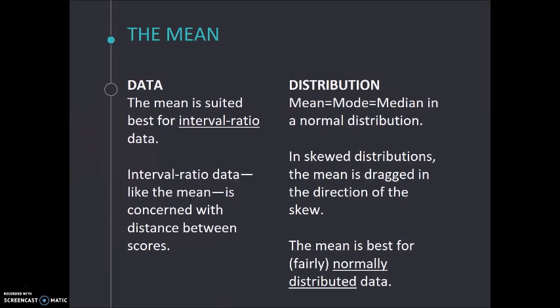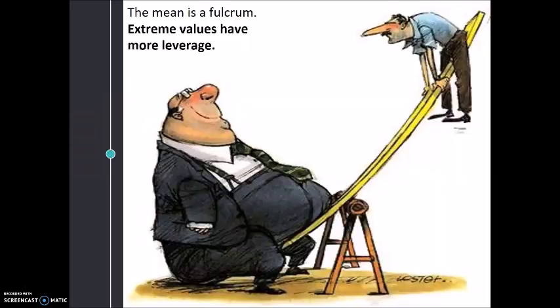In a perfectly normal distribution, which we'll talk more about next week, all three of these measures of central tendency will be equal, which kind of makes the issue of distinguishing between them a little less important. It's kind of some of the beauty of normally distributed data. But in skewed distributions, the mean is most highly affected by extreme scores. And so because of this, the mean is best suited for fairly normally distributed interval ratio data.